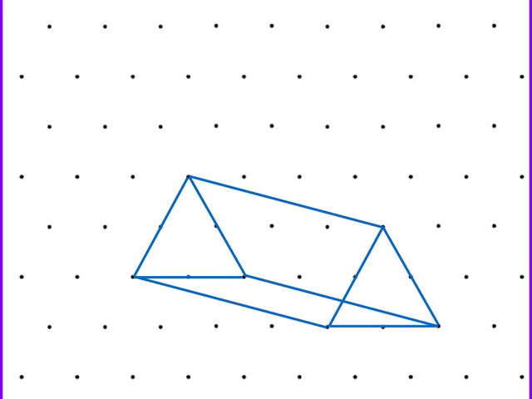The 2 original triangles that we drew are the bases of the prism, and when we connect the vertices together, they form the rectangles that make the sides of the prism. So drawing prisms follows this specific formula. Quite simple to do.